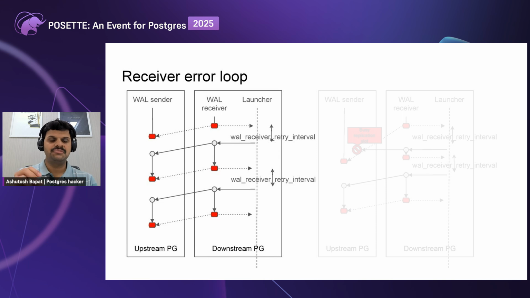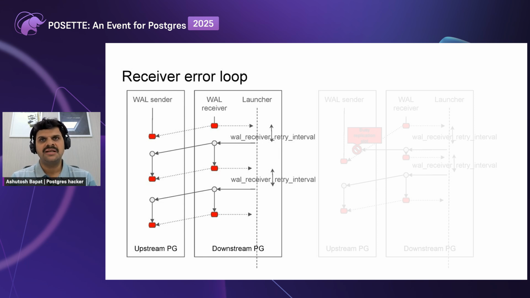Now, while the launcher is waiting for the retry interval to pass, if the DBA or somebody notices why the WAL receiver quit, which it logs in the server error log, and they go and fix that problem, for example here creating the table that was missing, then the next time the WAL receiver comes up, it can proceed ahead. It will pass that point where the error occurred. If not, then it will again encounter the same error, quit, letting the launcher know, the WAL sender will notice, and the whole system will restart again.